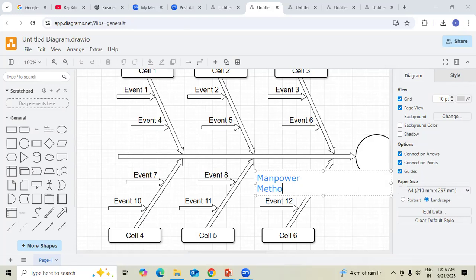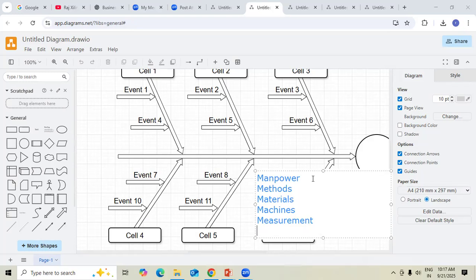Second, methods. Methods are nothing but the processes or procedures that we are following. Everything will be part of methods. Next is materials, what supplies we have, supplies, vendors. Next is machines, whatever machines or equipment we are using. Next is measurement, nothing but how we are measuring the impact, the effect and all. This is all about measurement.